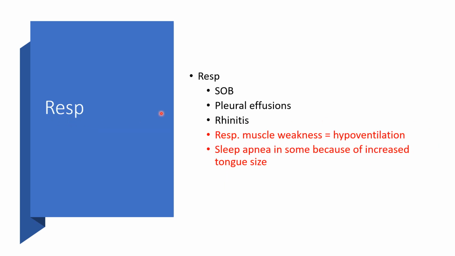The respiratory system will not be spared. It can have shortness of breath. When somebody is having heart failure with pulmonary congestion, there's backflow to the lungs: orthopnea, paroxysmal nocturnal dyspnea, pleural effusion, even rhinitis. Respiratory muscle weakness will lead to hypoventilation. Because remember, we said everything will drop. So activity is going to drop. They become sluggish. You just sit down there and just be watching.